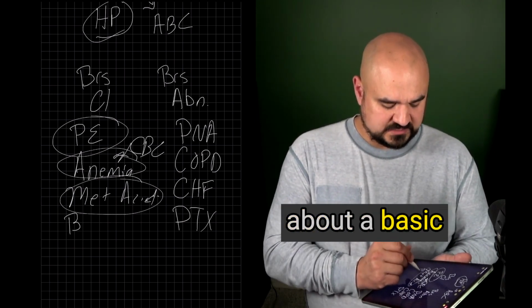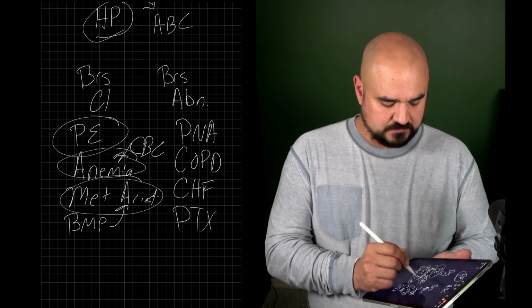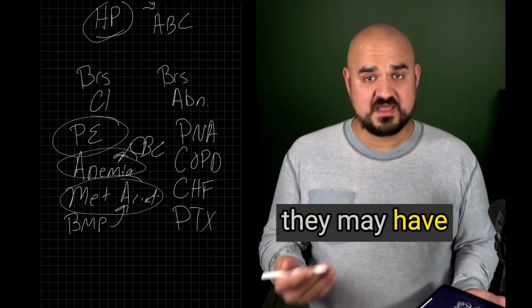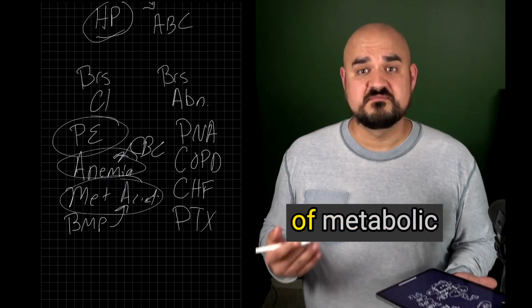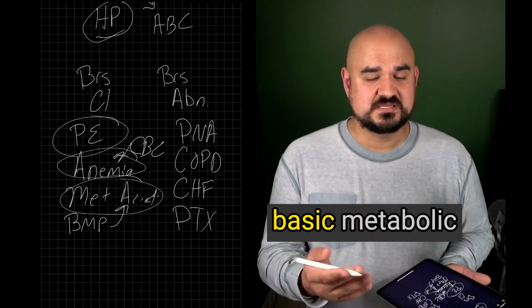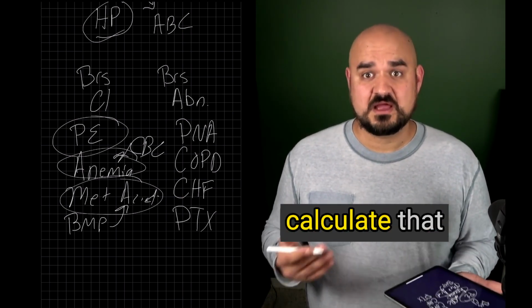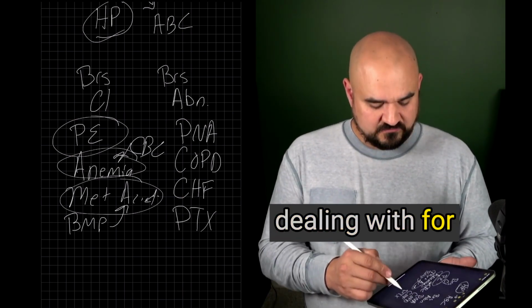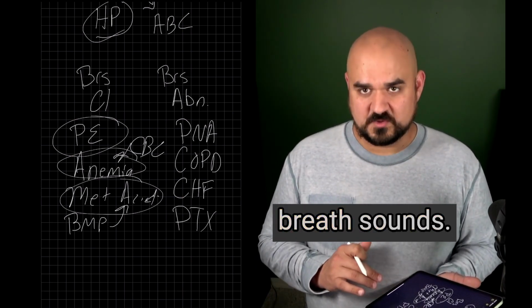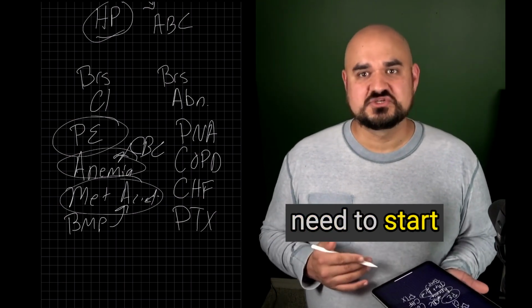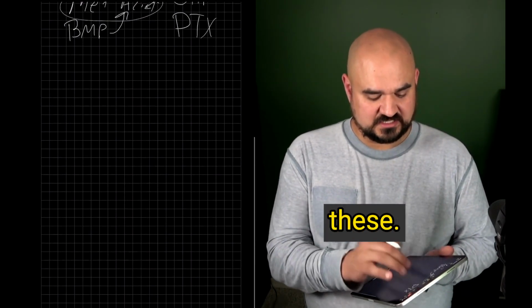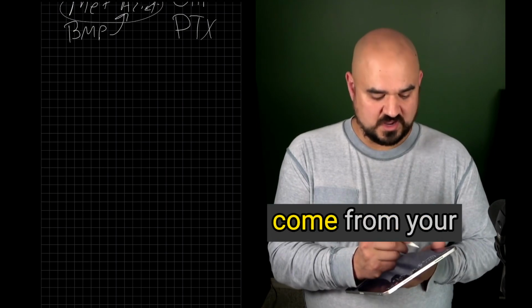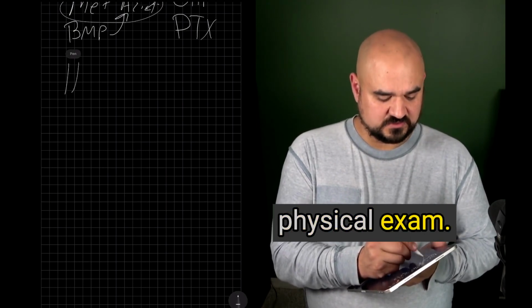I'm going to think about a basic metabolic panel, because even if they have pneumonia, they may have a lactic acidosis, some degree of metabolic acidosis, and a basic metabolic panel is going to allow me to calculate that anion gap and see if I have a gap acidosis I'm dealing with. For these patients with abnormal breath sounds, that's when I need to start working on my workup to differentiate these. A lot of that will come from your history and your physical exam.